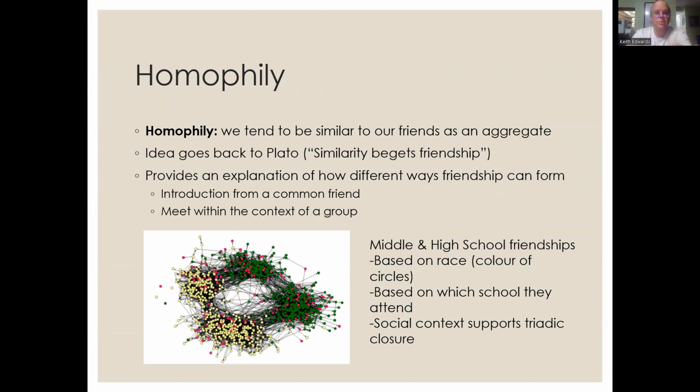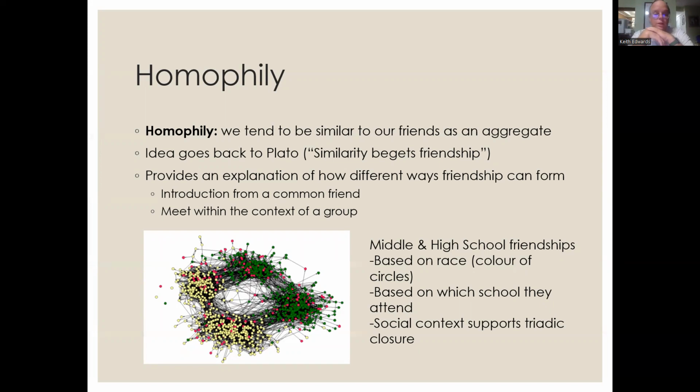The idea goes back to Plato. Similarity begets friendship. This provides an example of the ways different friendships can form: introduction from a common friend, or we can meet within the context of a group or a class that we're all taking. What you see here is the friendship network of middle and high school students. The color of the circles is the race of the students, and the friendships tend to be based on race and based on which school they attend.